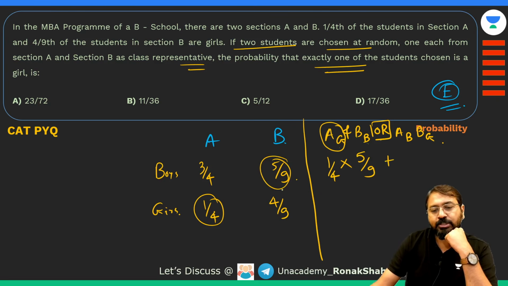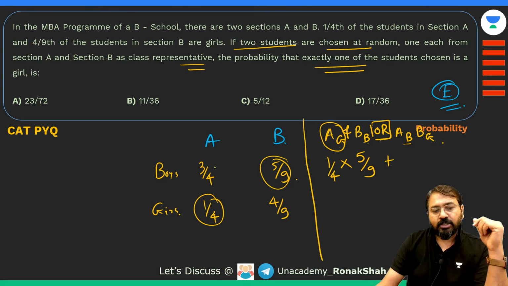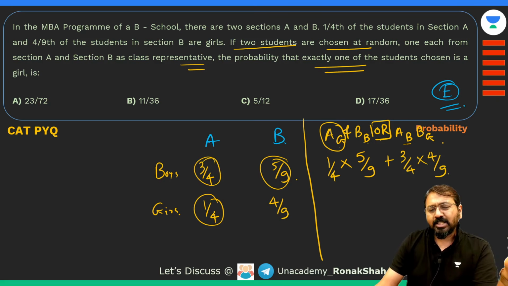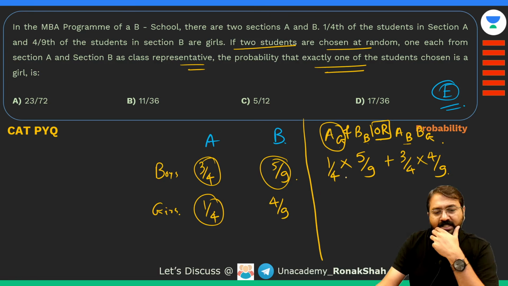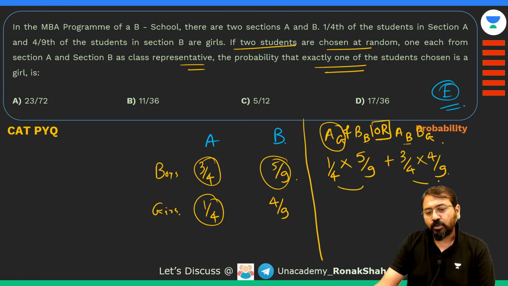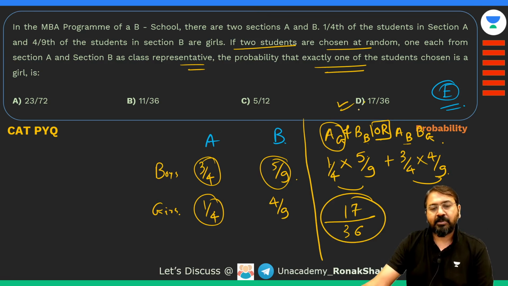Or means addition. A boy from section A, that is 3/4, and a girl from section B, that is 4/9. So in such questions, don't try to cancel off the factors, guys. What you can do is, you know the denominator for both is 36, so just write down 36, and then 1 into 5 plus 3 into 4, that is 12. 5 plus 12 is 17. So this is your answer, 17 by 36.